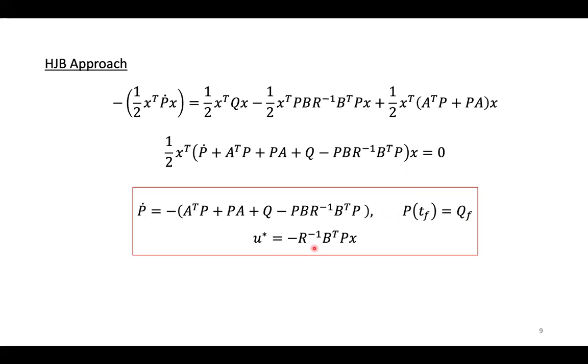And with that, you can actually define a feedback controller for the LQR problem, which is u star is equal to minus R inverse B transpose Px, and you get P by solving this dynamical equation. Okay, any questions?